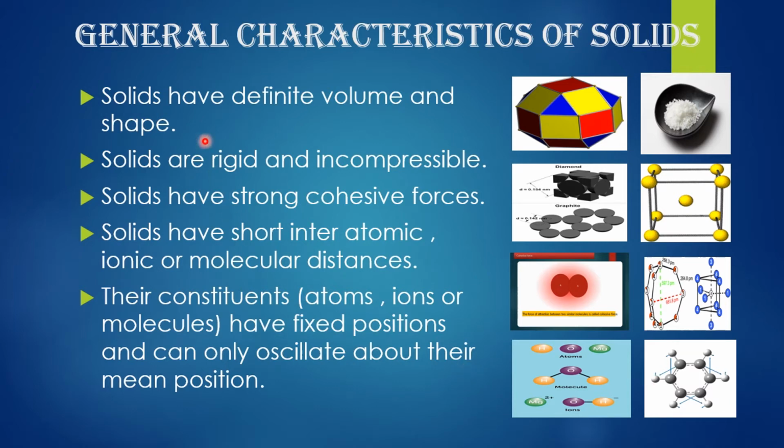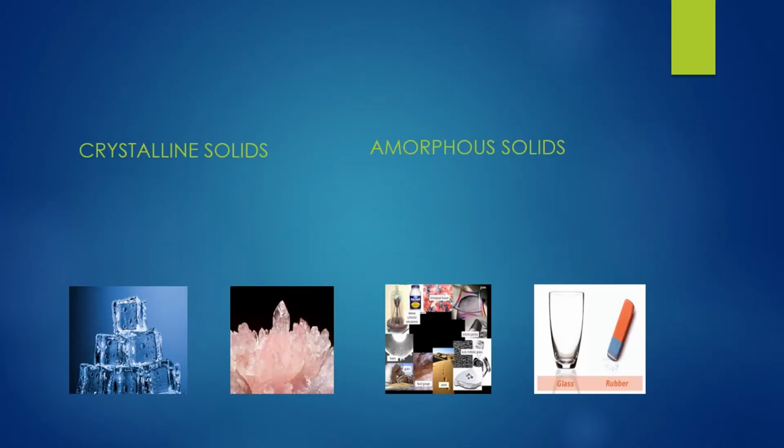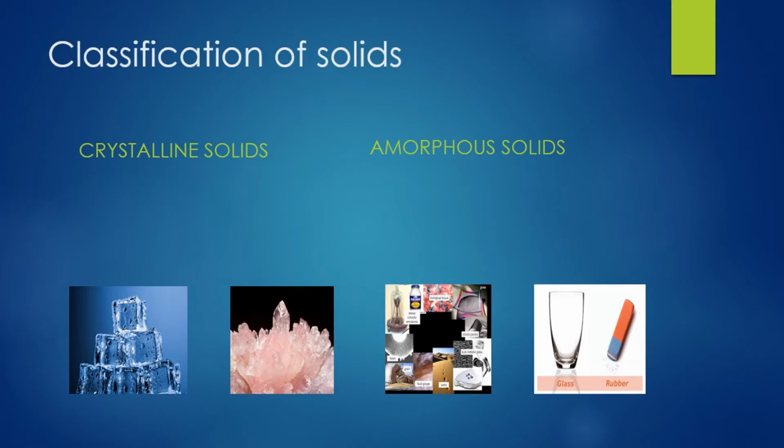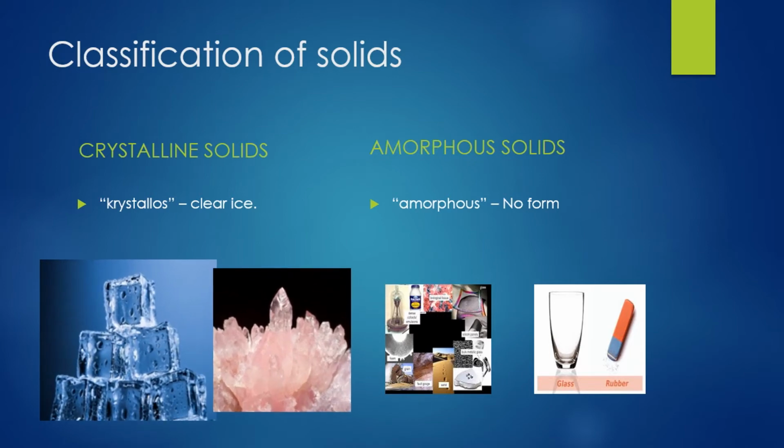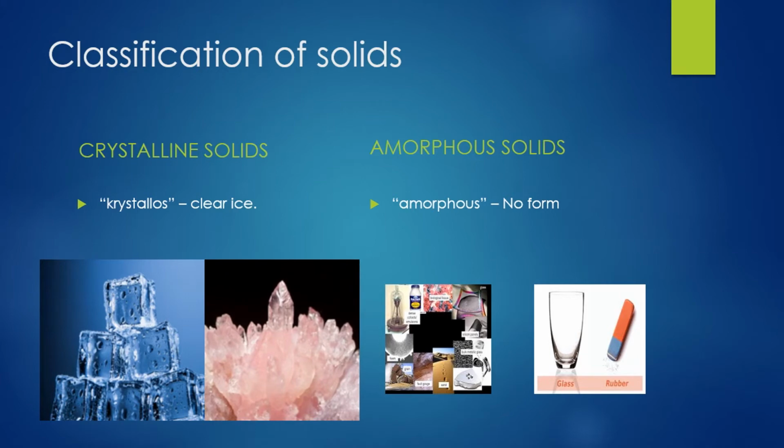Next, the main classification of solids is crystalline solids and amorphous solids. The name crystalline solids originated from a Greek word, crystallos, which means clear ice. This crystallos was first given to the crystal named quartz. Quartz is nothing but SiO2, the perfect crystal of silica. Later, substances having this crystal packing or flat symmetrical packing were also named crystallos.